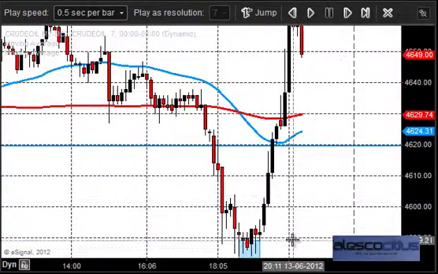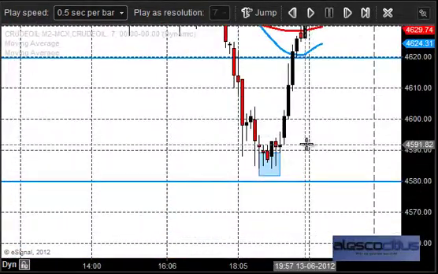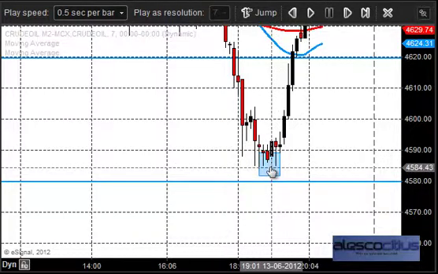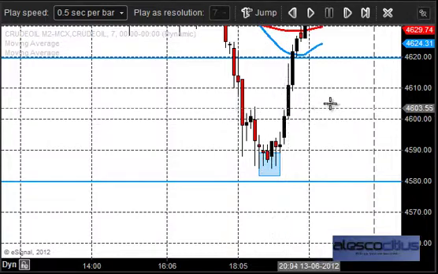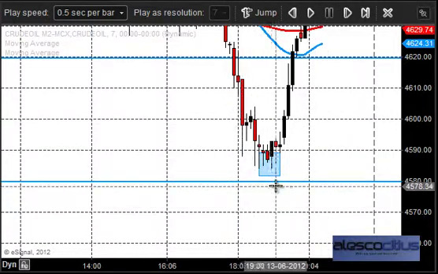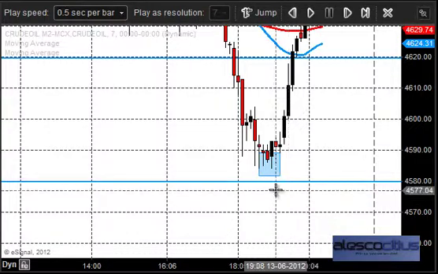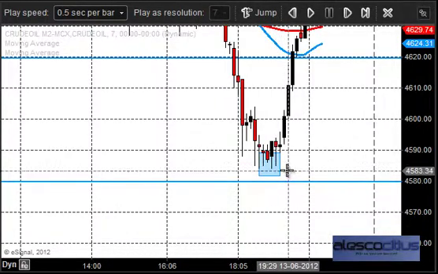You can see that after the inventory report, the market really got some buying momentum. It took some support around 4,580. You may notice that this is the low for the previous week, and for this week also the market has created a low of around 4,580.